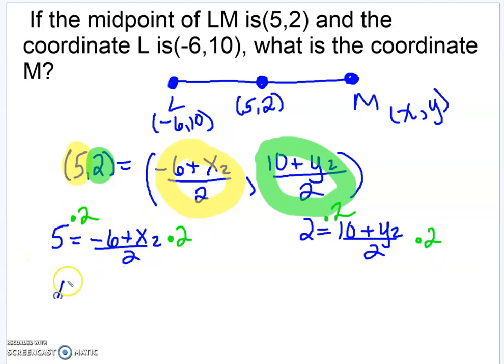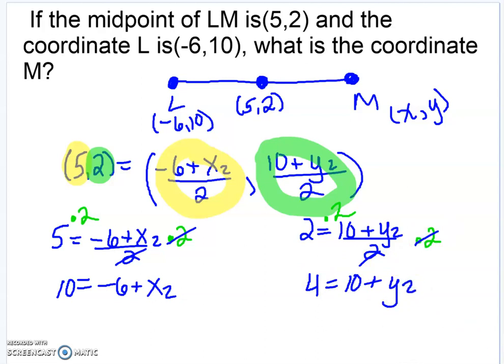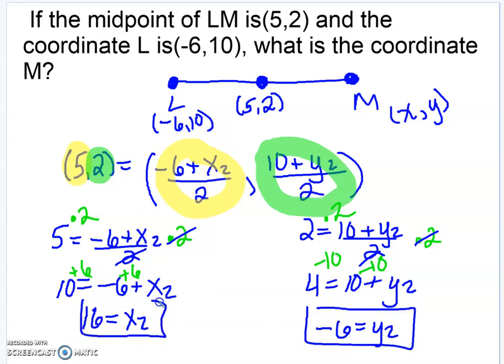So this one would give me 10, and these would have canceled out. 2 times 2 would give me 4, and these 2 would cancel out. Okay. Then, to be able to isolate for each of those x's and y's, I'm going to have to move the number. So here I'll have to add 6 to both sides, and here I'll have to subtract 10 from both sides. So that's going to leave me with 16 is our x value, and -6 is our y value. So the new point we should end up with is 16, -6. That would be our M point.